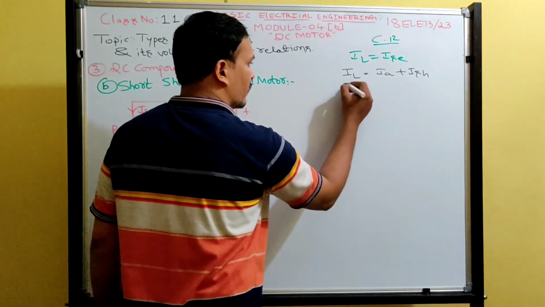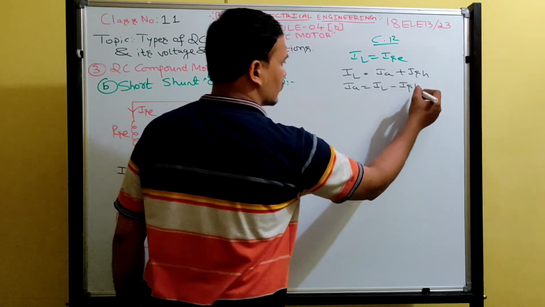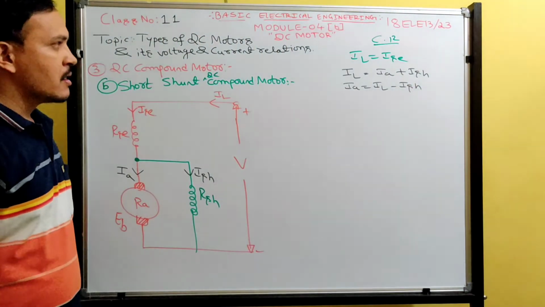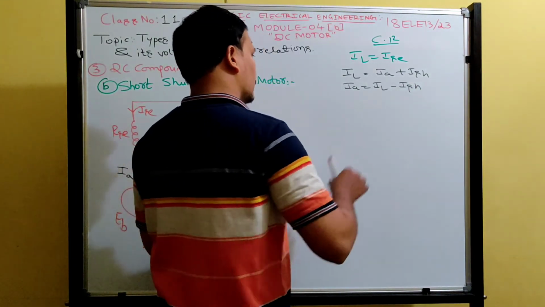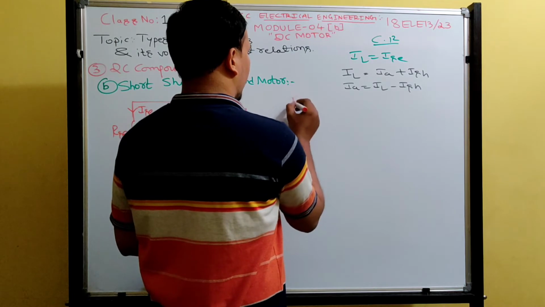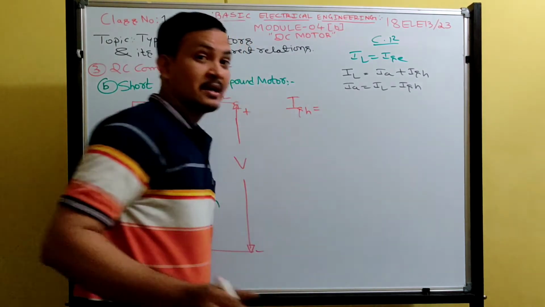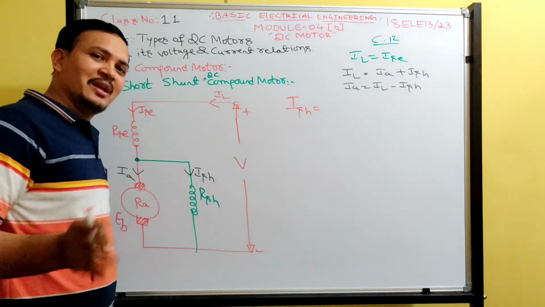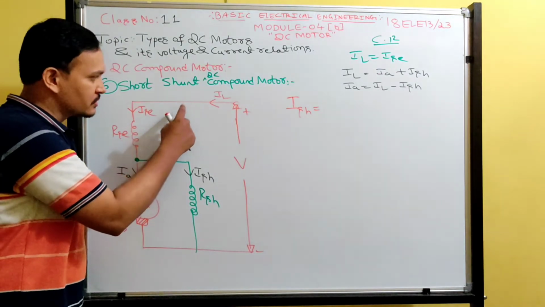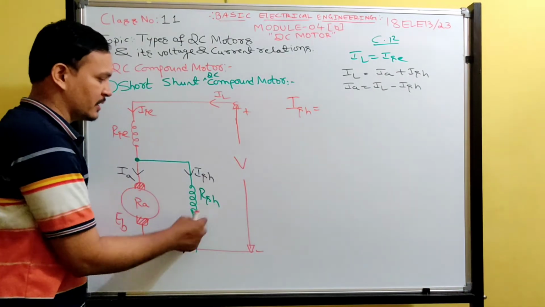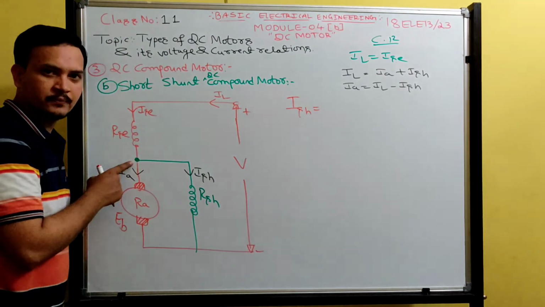Now you write the equation for IA. Very simple, we write this many times. IA is equal to IL minus ISH. Now, very important is the equation for ISH. What is the equation for ISH? Now don't say V by RSH. Earlier, in long shunt, it was connected to the supply voltage through the resistance. Now it is connected here, not here.